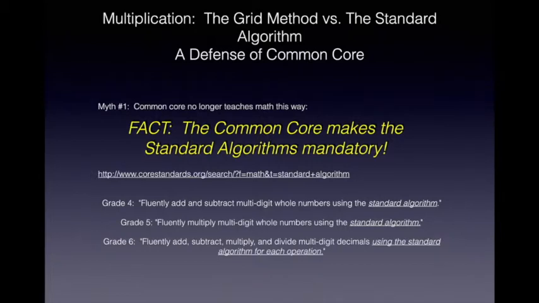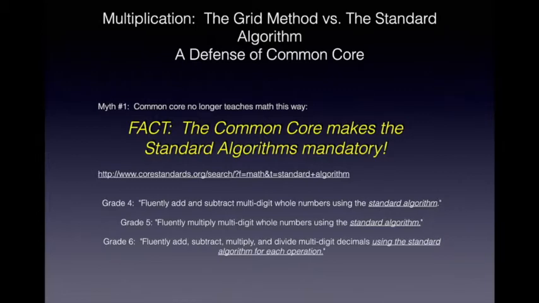So in grade 4, it says students must be able to fluently add and subtract multi-digit whole numbers using the standard algorithm. By grade 5, they must be able to fluently multiply multi-digit whole numbers using the standard algorithm. And by grade 6, they have to be able to do addition, subtraction, multiplication, and division of multi-digit decimals, all using the standard algorithm for each operation.